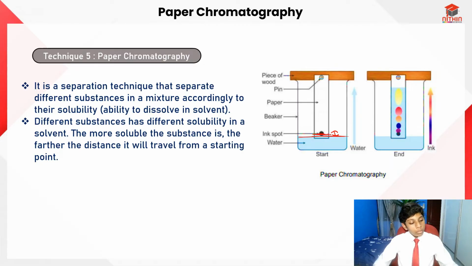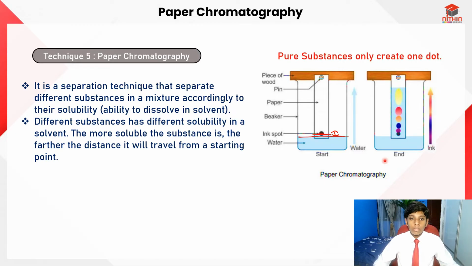Okay, so when you put the ink spot, the water level will slowly rise and the ink will also rise together with the water. So different substances have different solubility, right? The more soluble the substance is, the farther the distance it will travel from the starting point. So if we put a different substance here, the ink spot, it will travel a further distance if it's more soluble.